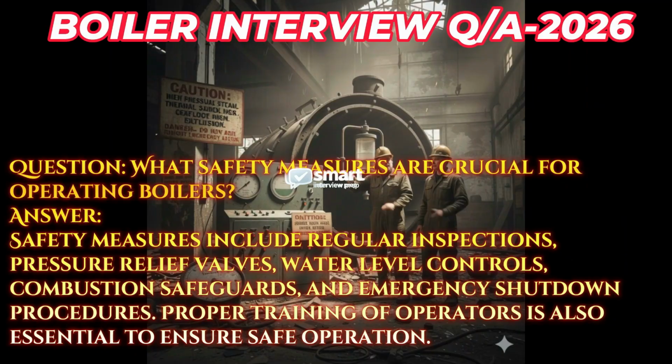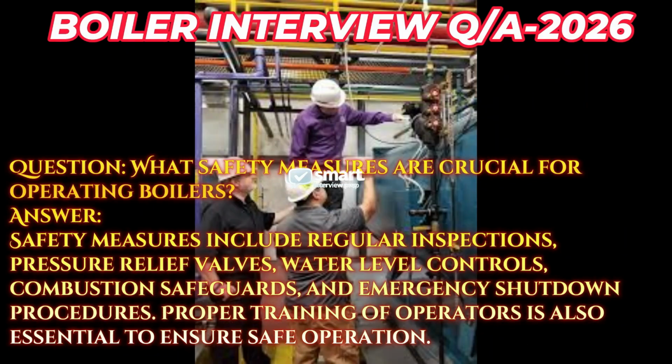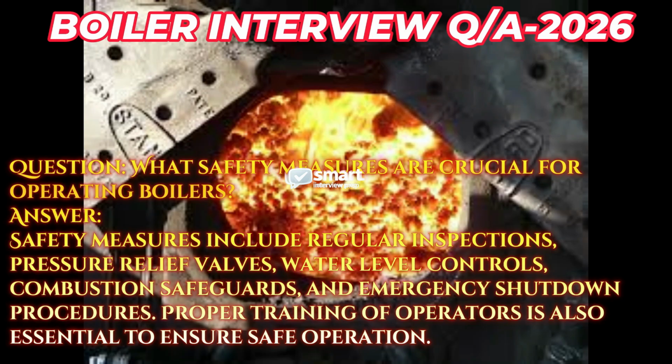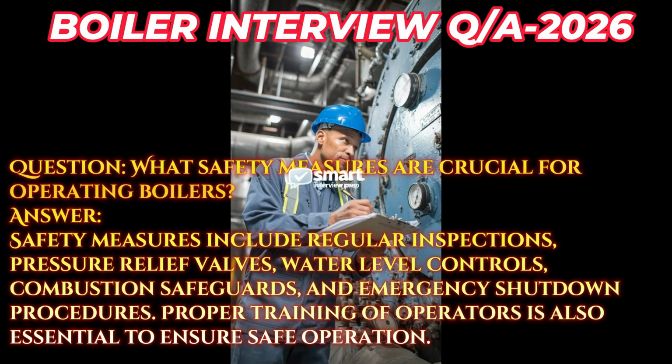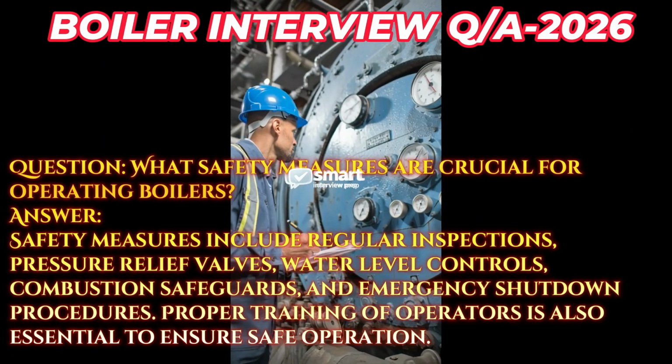Question: what safety measures are crucial for operating boilers? Answer: safety measures include regular inspections, pressure relief valves, water level controls, combustion safeguards, and emergency shutdown procedures. Proper training of operators is also essential to ensure safe operation.